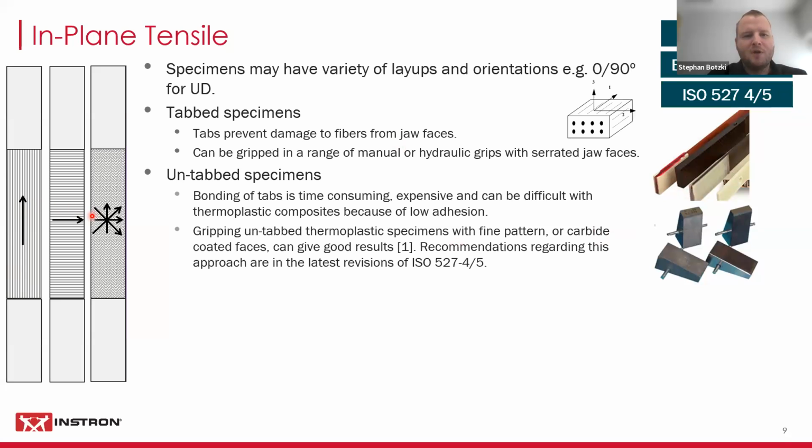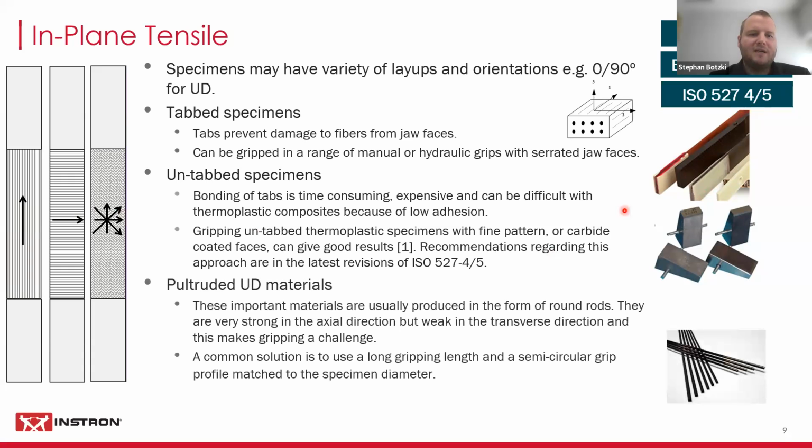Gripping untabbed thermoplastic specimens can be done with very fine patterns on your jaw faces, or you can use something like a carbide coated jaw face that can also give very, very good results. And if we're looking at these standards up here, for example, ISO 527-4 and 5, they now have recommendations regarding this approach in the latest revisions.